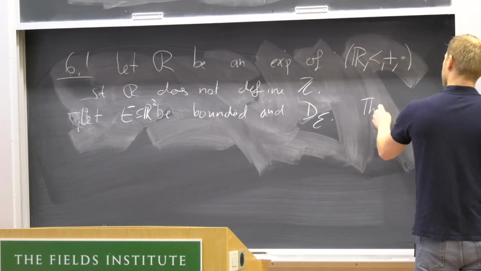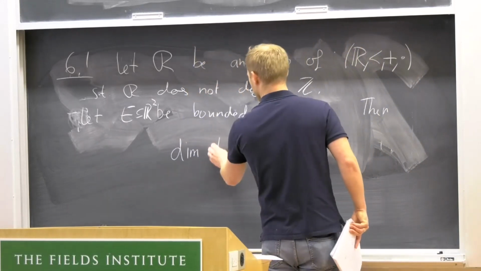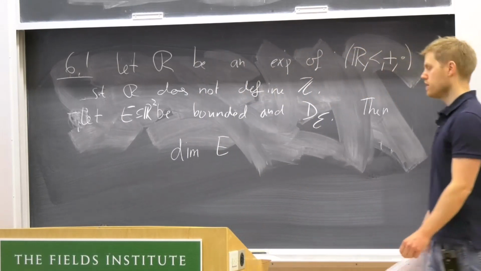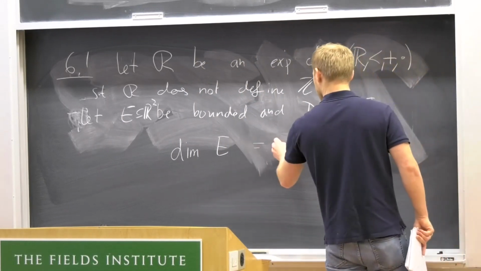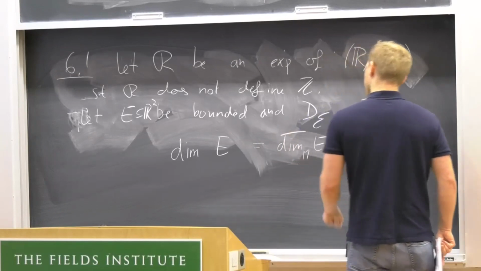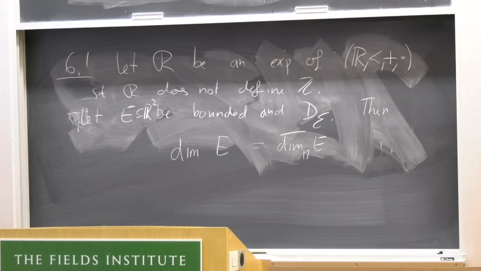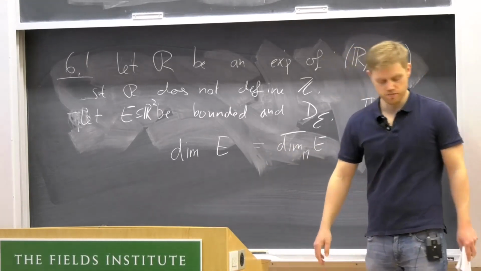Then the dimension of E, and this is really the topological dimension, the largest dimension of a coordinate projection that picks up interior, is equal to the upper Minkowski dimension. From that you actually also get, of course, because the Hausdorff dimension lies in between those two, equality of Hausdorff dimension.